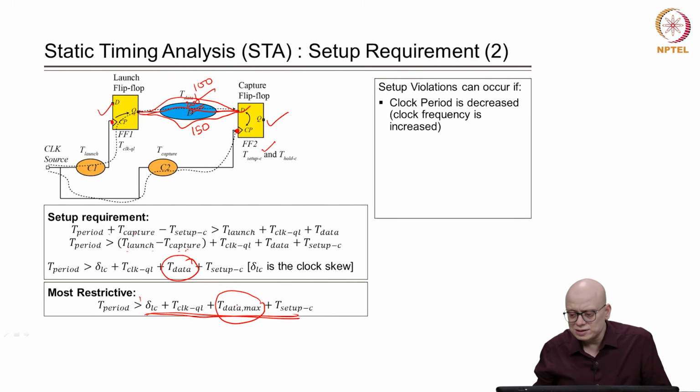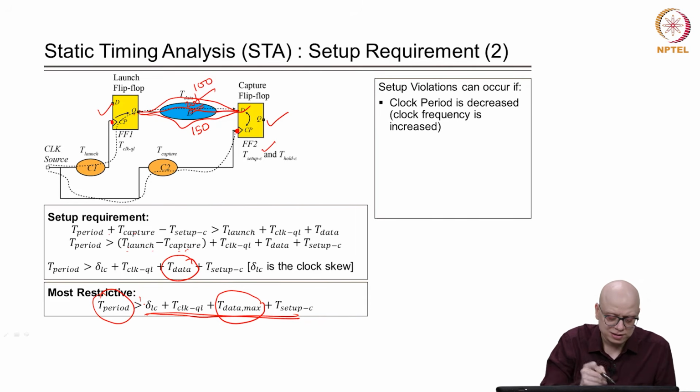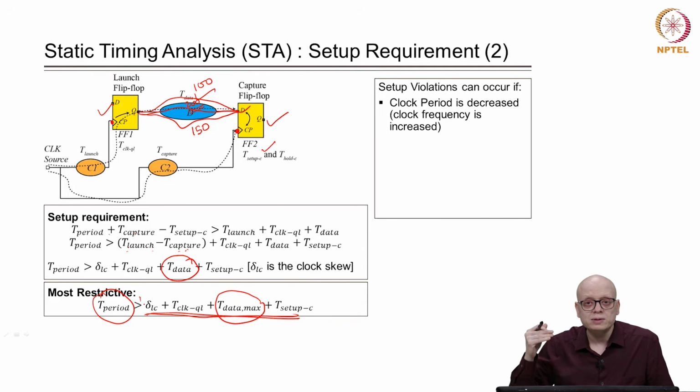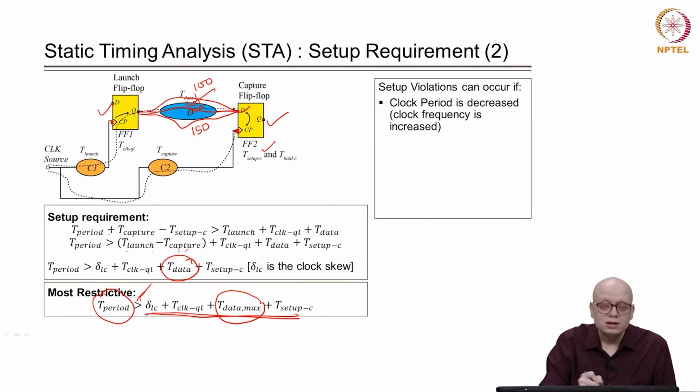Now, setup violations can occur if the clock period is decreased, right. If we decrease it, this constraint can be violated. If we decrease the clock period, then we are basically increasing the clock frequency. So, there will be a limit on the clock frequency at which a given design can work. Beyond that, it cannot work, right. If we go on increasing the clock frequency or decreasing the clock period, at some point this inequality will break, will get violated.